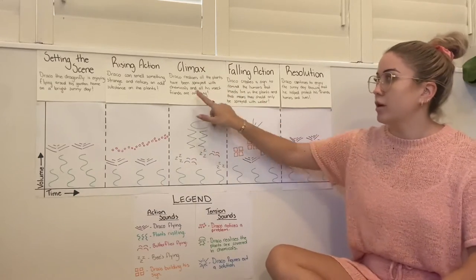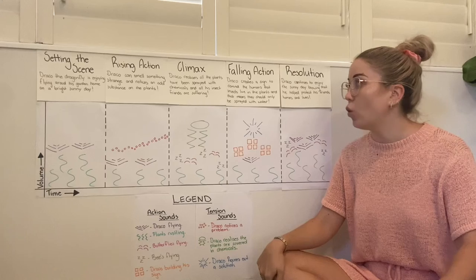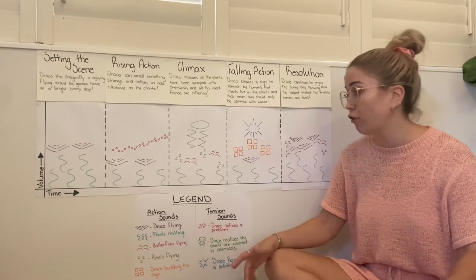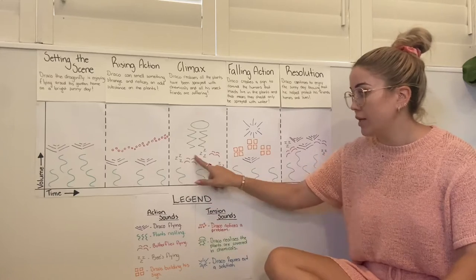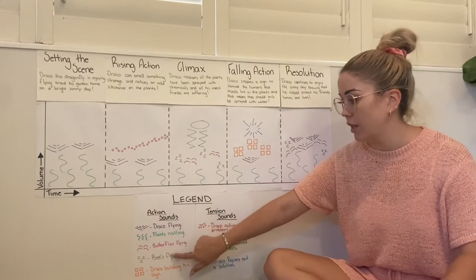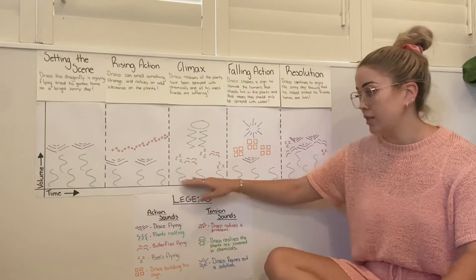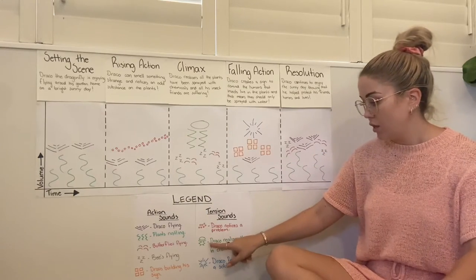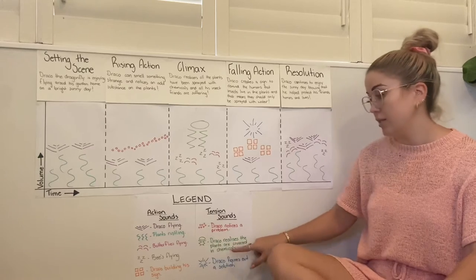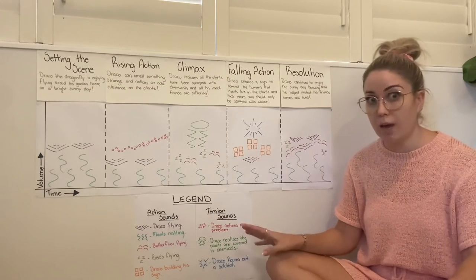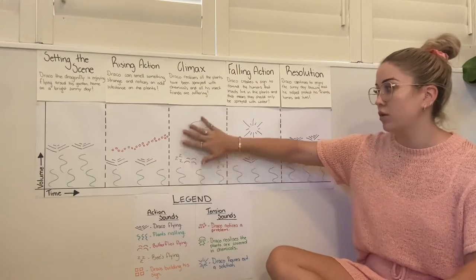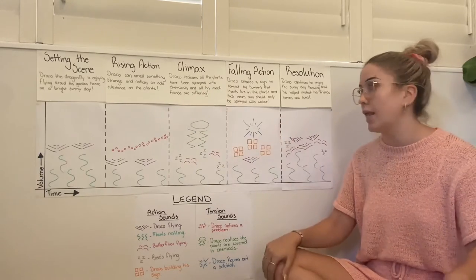Then during the climax, Draco realizes that all the plants have been sprayed with chemicals and all his insect friends are suffering. So we've got some bees and some butterflies as represented in the legend, and the plants in the background of the garden as well. And this symbol is when Draco realizes that the plants are covered in the chemicals. So he's very scared and worried about his friends here. So the sound and the instrument rises really loud.